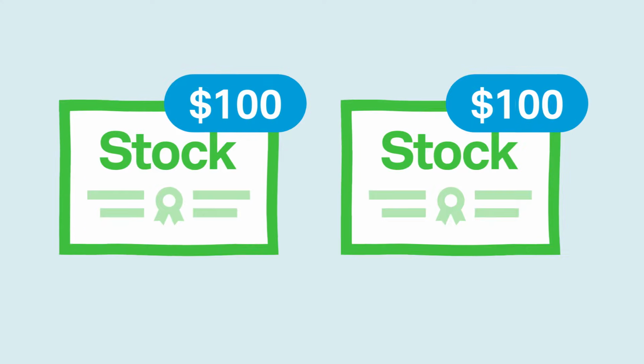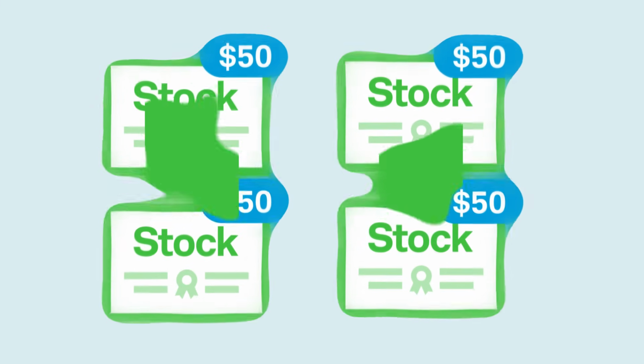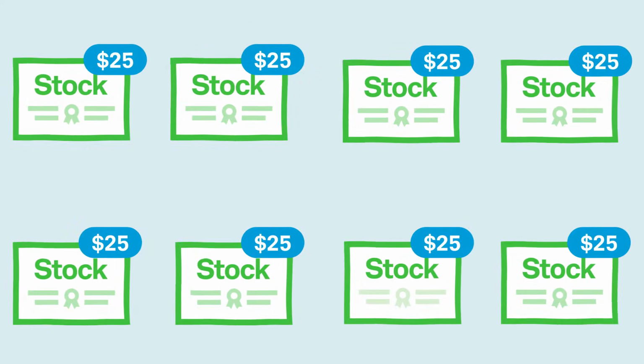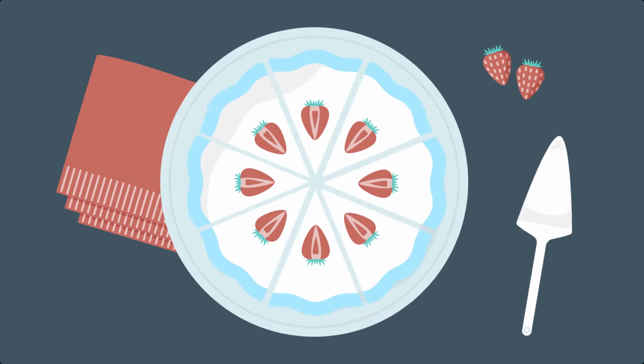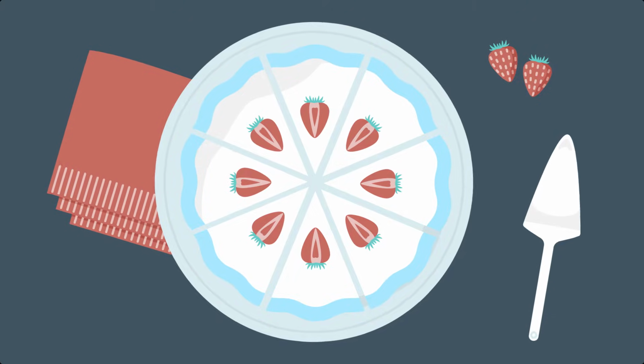The number of shares increases, but the price of each share decreases, so the total value of the company's shares remains the same. Think of it like cutting a cake. Cutting more pieces doesn't mean you have less cake. You just have smaller pieces.